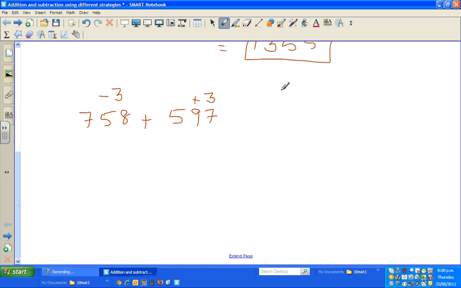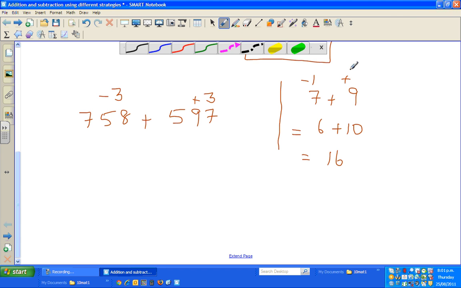To explain this, I'll give you a very simple example. Suppose we take 7 plus 9. Most of you should know 7 plus 9 is 16. But what if I don't know that? I'll say, if I increase this by 1 to make it a 10, I have to take away 1 from this number. So this becomes 6 plus 10, which is 16. This is called adding by compensating. You're adding something to the number to make it tidy, so that much you have to take away from the other number.